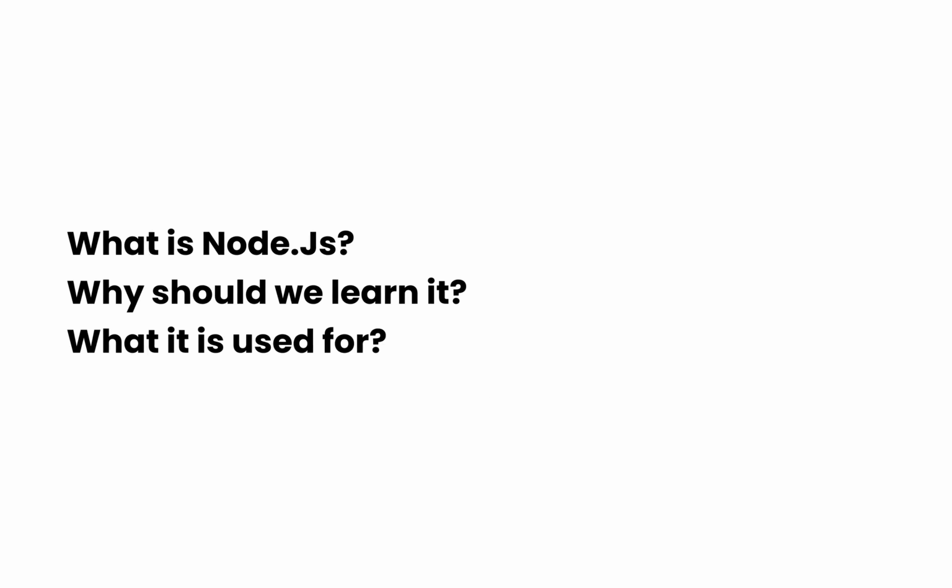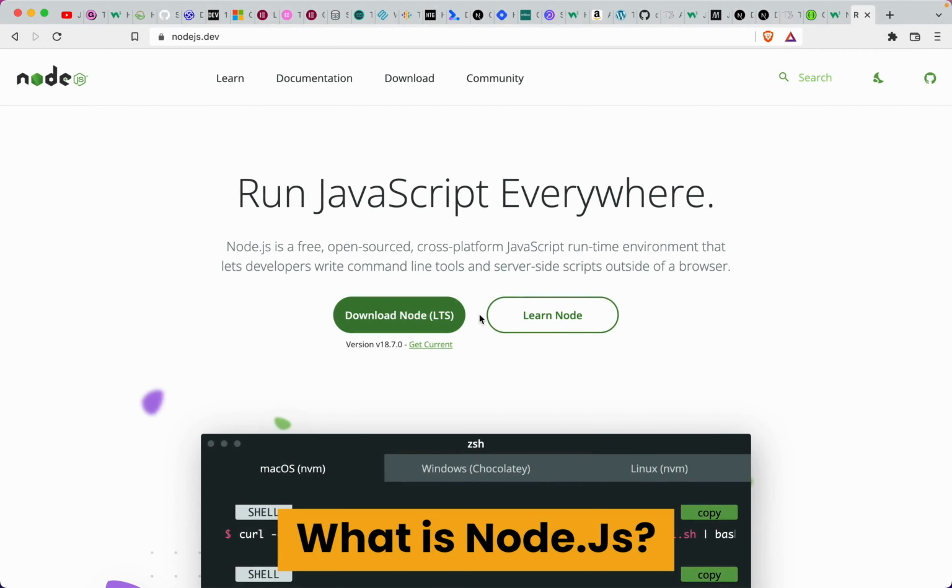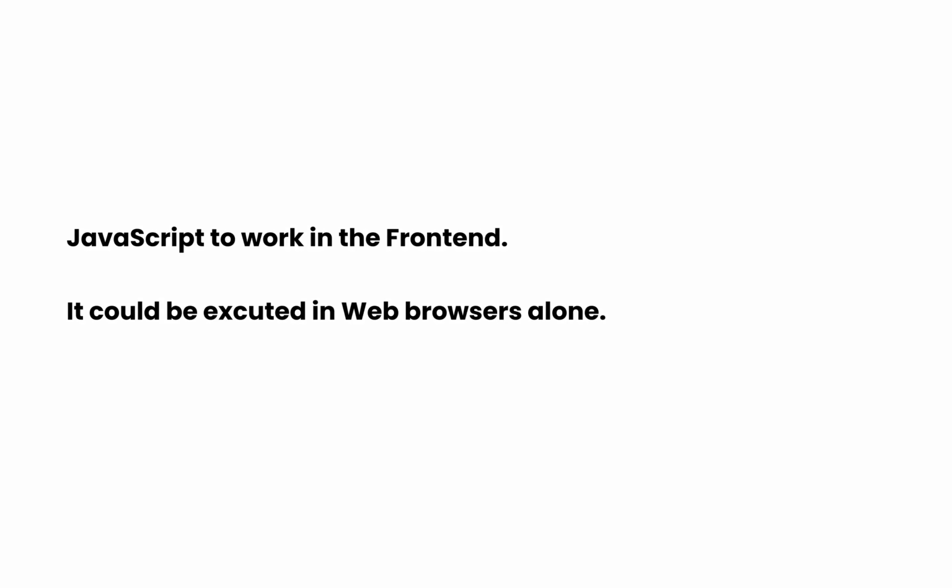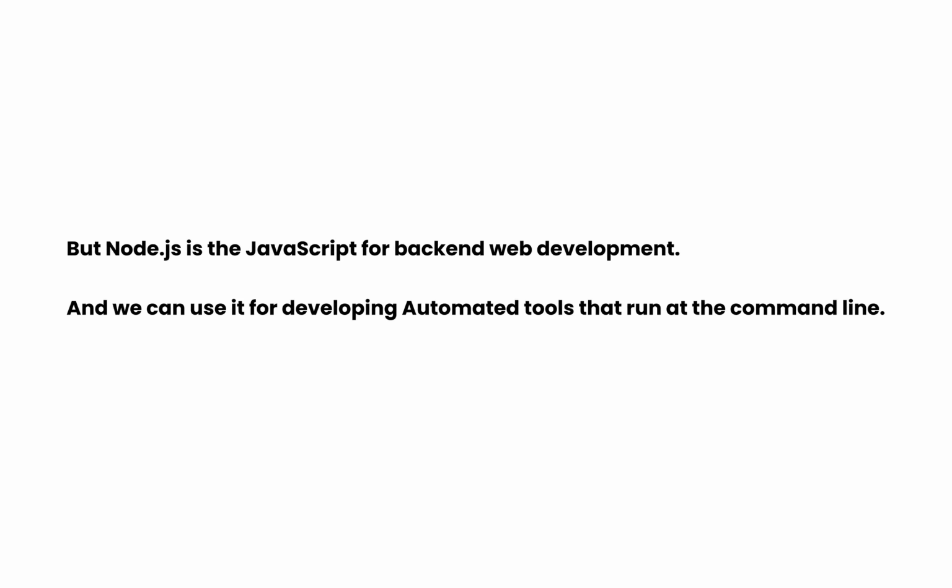If you go to nodejs.dev, you will discover that Node is a free, open-sourced, cross-platform JavaScript runtime environment that lets developers write command-line tools and server-side scripts outside of the browser. So normally, Vanilla.js is meant for the front end. So everything we build in Vanilla.js runs in the browser. We see the outcomes in the browser. When it comes to Node.js, it's for back end.